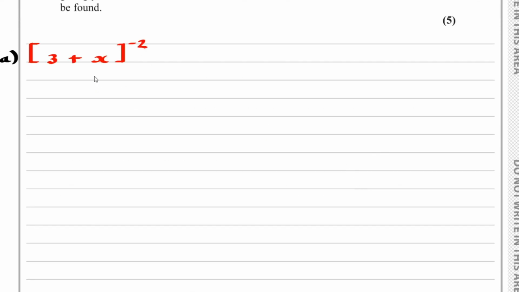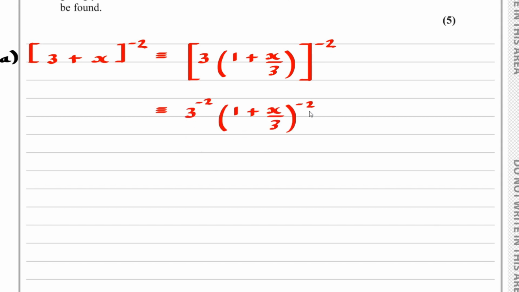So for part A, if we have 3 plus x to the negative 2, what we can do is factorize out a 3 from both terms, so we have 3 multiplied by 1 plus x over 3. This will simplify to give the 3 plus x. And then we're going to raise all this to the power of negative 2. Using the laws of indices, we have 3 to the negative 2 multiplied by 1 plus x over 3 to the negative 2. Now 3 to the negative 2, that's just a ninth. So we have a ninth multiplied by 1 plus x over 3 to the negative 2. And working out the expansion of this becomes quite easy.